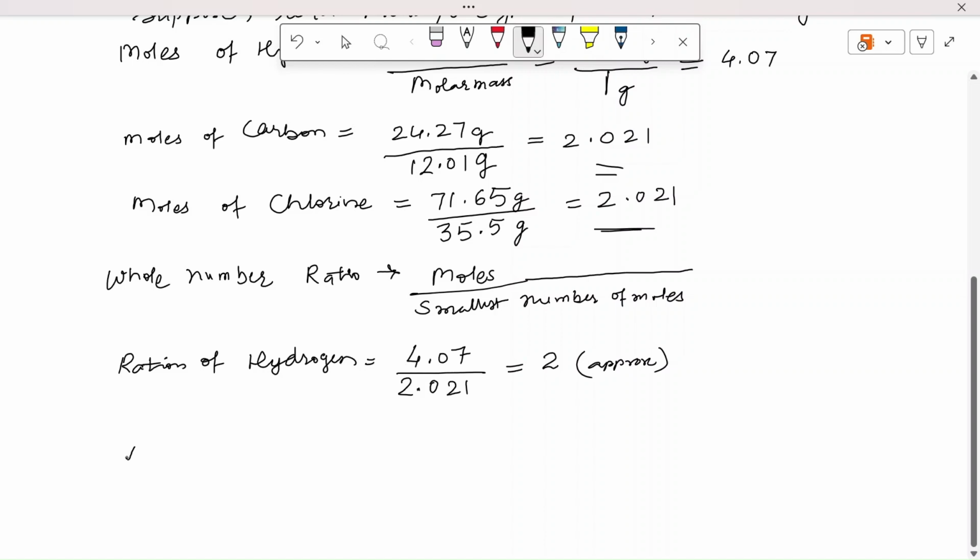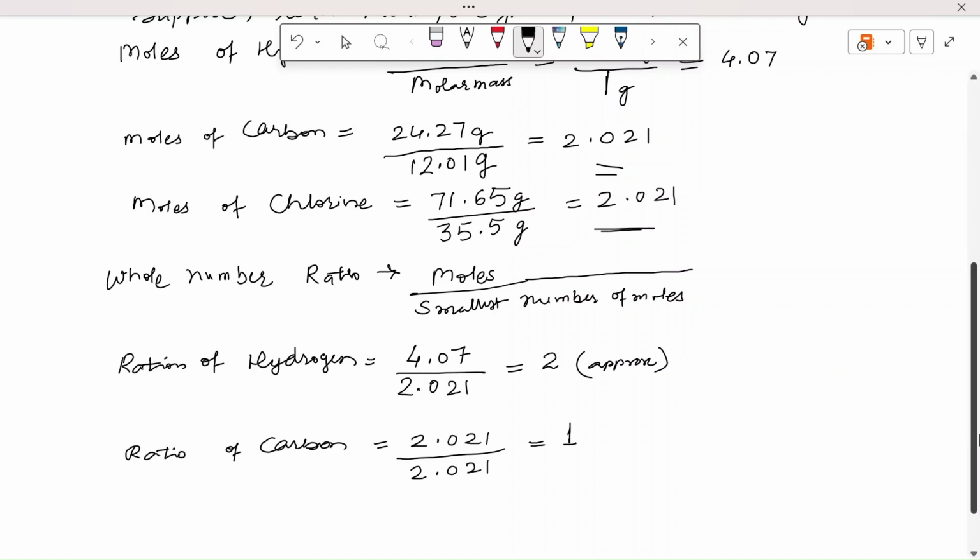Ratio of carbon is, its mole is 2.021, and it is divided by the smallest number, which is 2.021 once again, and it is 1.